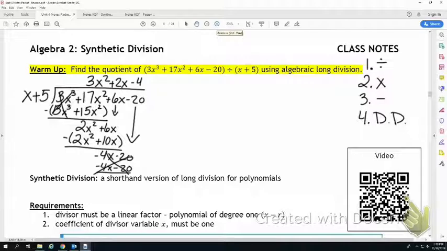Now, we're going to talk about this in a minute. We briefly talked about it last class. Is x plus 5 a factor of my dividend? Yes or no? Yes. And Alex, why is it a factor? Somebody tell me why x plus 5 is a factor. Because it divided evenly, or there is no remainder. Okay?